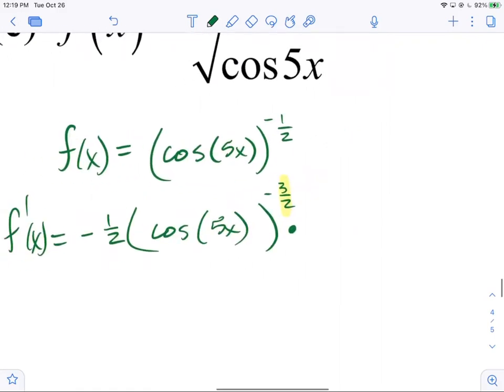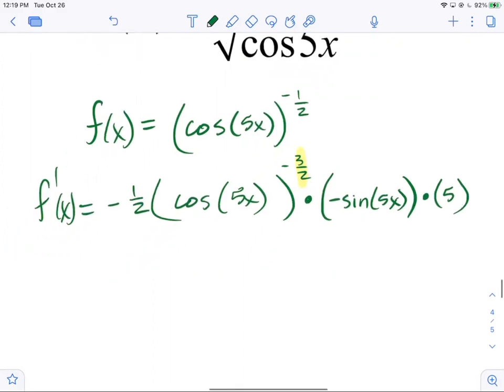Times the next link in the chain, the derivative of cosine is negative sine of the blob, times the derivative of the innermost blob is 5. Okay. So there's the calculus part, right? We cleaned it up with algebra to be able to take the derivative. Calculus came, calculus went, right? One line. And now algebra cleaning it up again.